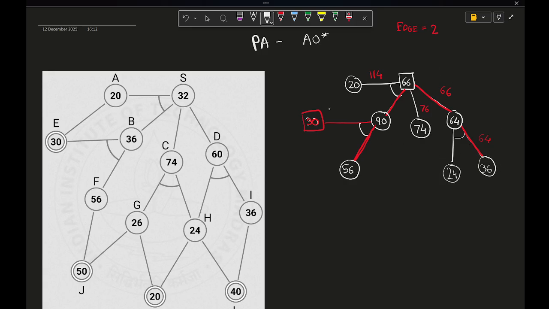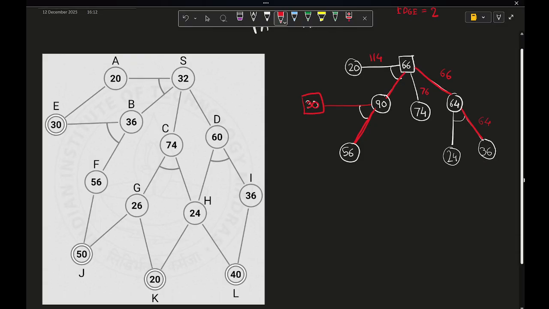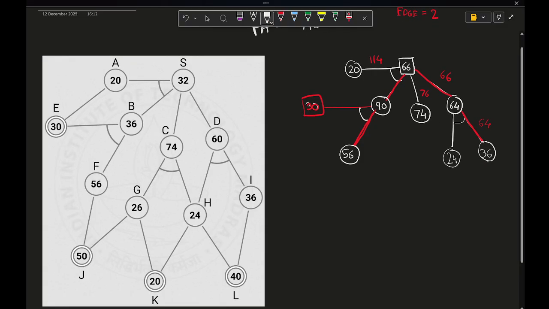Okay. So now we expand that 36 down, and we get a 40. That down there we now expand to this portion 40, and this is a primitive node. So because of this, this ends up becoming 42, and this is solved.